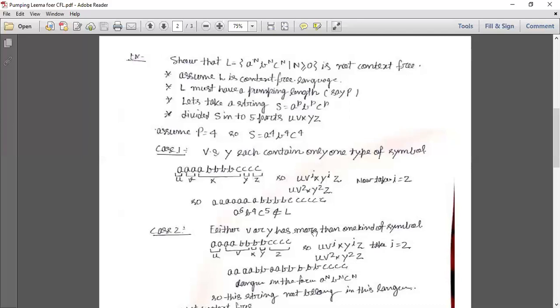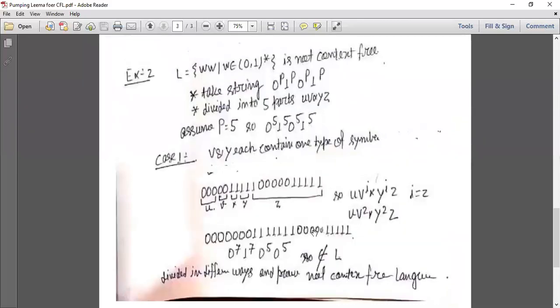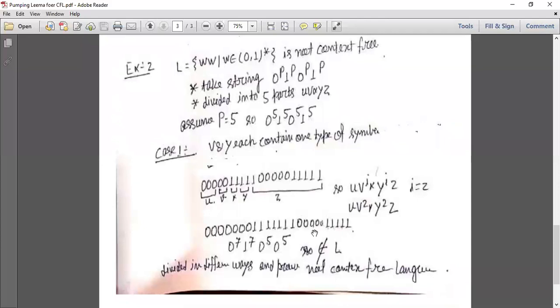Now take one more example. This example is the language L equal to ww, where w belongs to {0, 1}*. It's not a context-free language, right? So what is the meaning of this language? It means we put the value of w as 0. So this is w, and again this is a mirror image of this. So again this is 0. If we put the value 0, 1, then this w value is 0, 1.